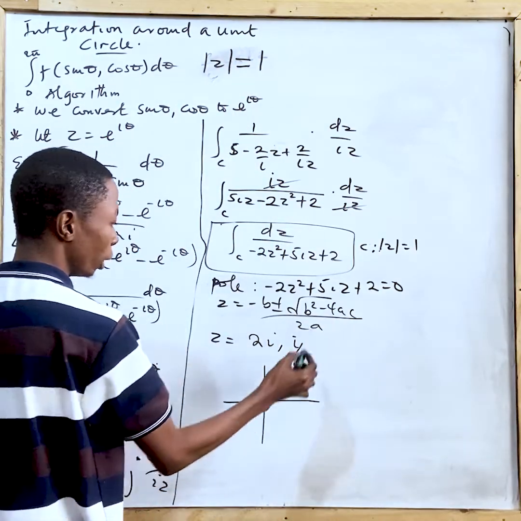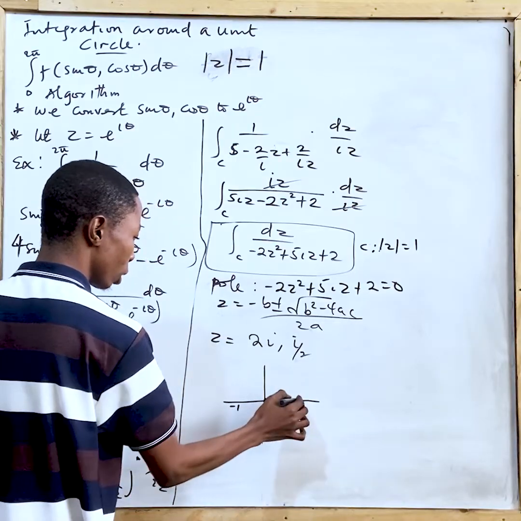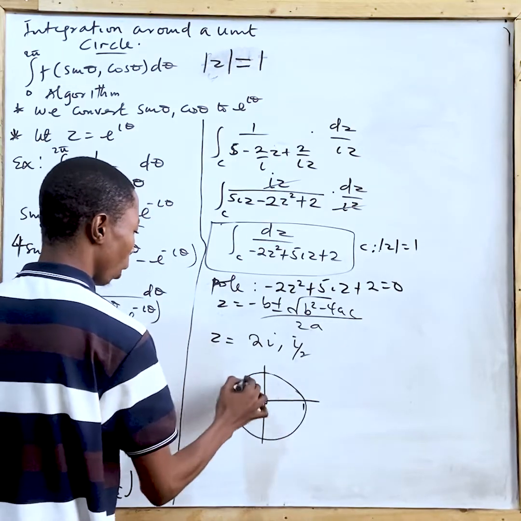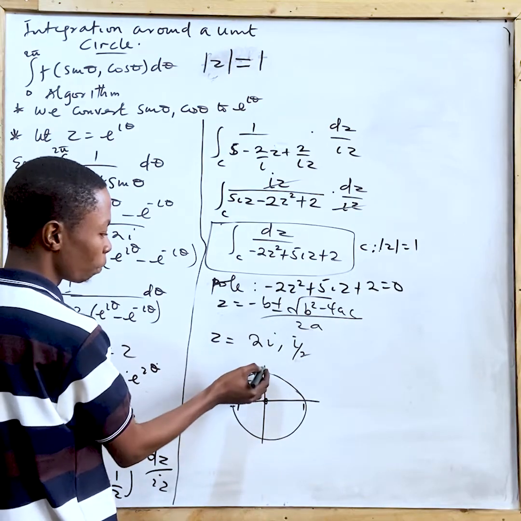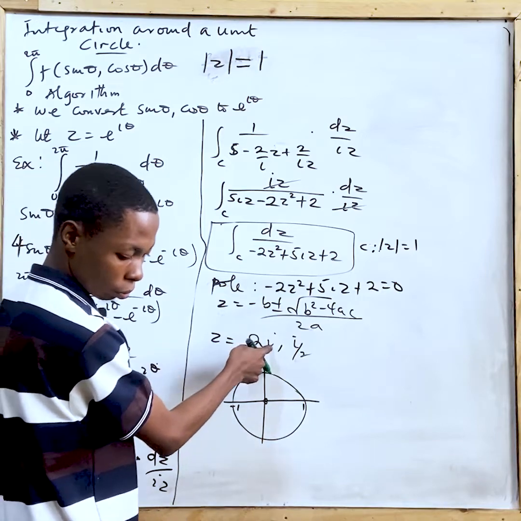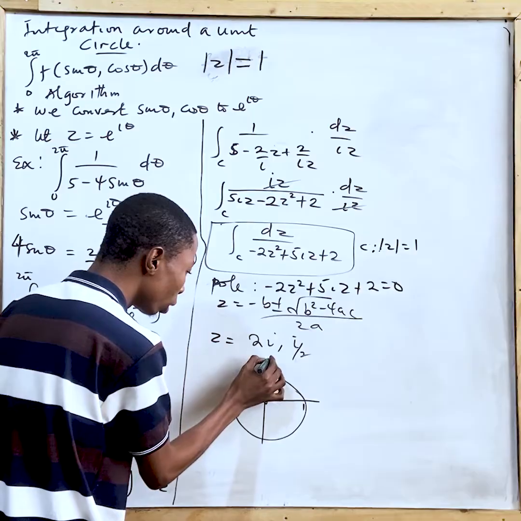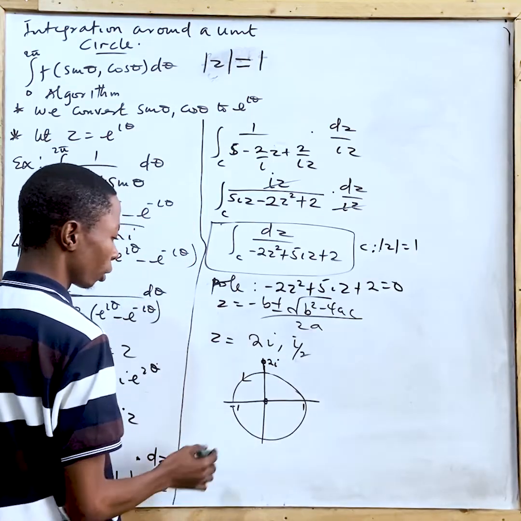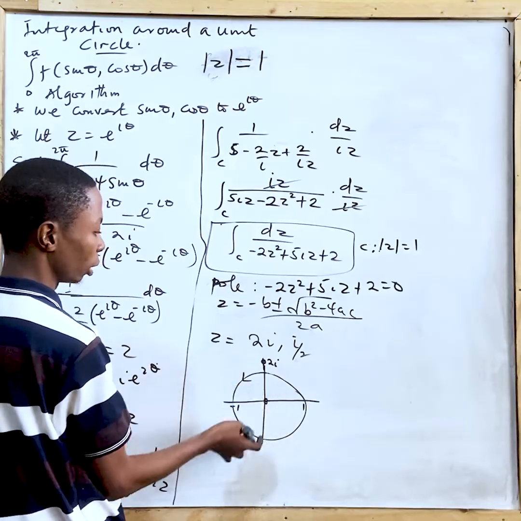Centered at 0, radius 1. It means that this is how our contour will be. Now we are having pole 2i. What's the meaning of 2i? y is 2, so y equals 2. So 2i will be here, because if this one is 1, this one is 1, this one will also be 1. You get? So 2i.